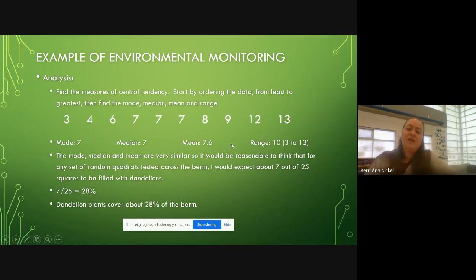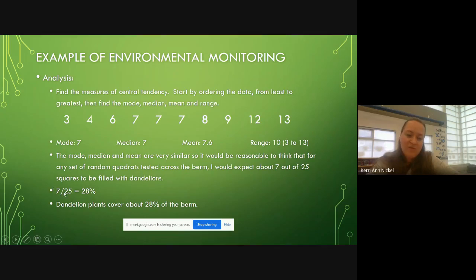And just for interest's sake, we also took our range. So our range was 10. So there was a difference from the lowest number that we counted to the highest number that we counted. So the mean, median, and mode are very similar. So it is reasonable to think that for any set of random quadrats that we tested across the berm, on average, we would expect that about 7 out of 25 squares would be filled with dandelions.